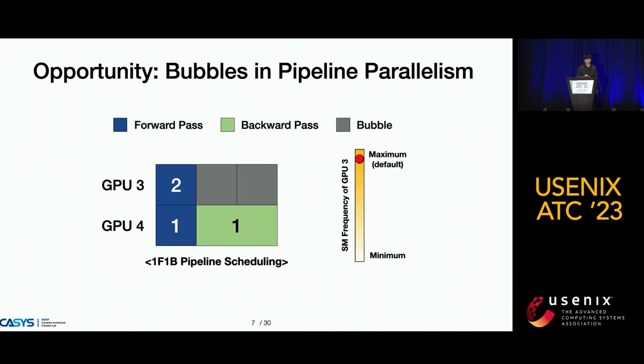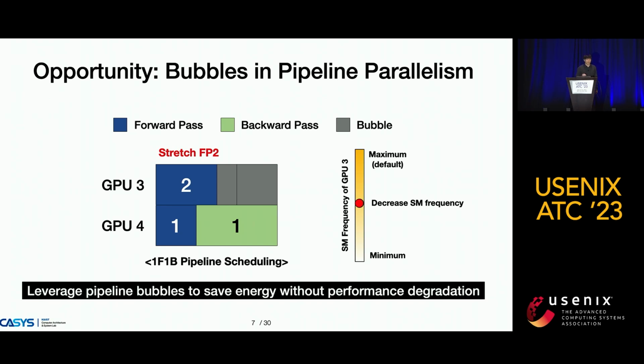The right bar represents the SM frequency of GPU 3. What happens when we decrease the SM frequency of GPU 3? The forward pipeline unit 2 will stretch, and energy consumption of GPU 3 will decrease. However, there is no overall performance degradation since the prolonged time of FP2 was already consumed by bubbles. We can leverage pipeline bubbles to save energy without performance degradation.